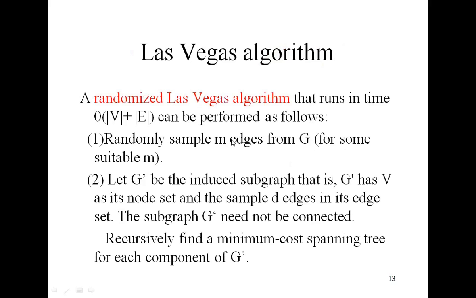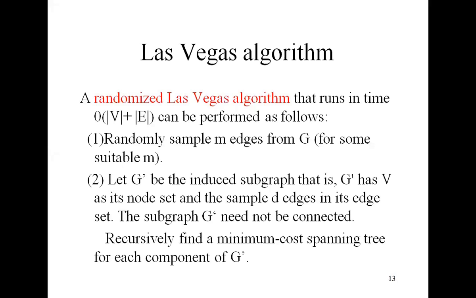Now, I already explained briefly what the Las Vegas algorithm is. In the Las Vegas algorithm, you will always get the correct output. The Las Vegas algorithm is used in our optimized randomized algorithms. So a randomized Las Vegas algorithm that runs in time big O of V plus E can be performed, so big O of the number of vertices plus the number of edges.